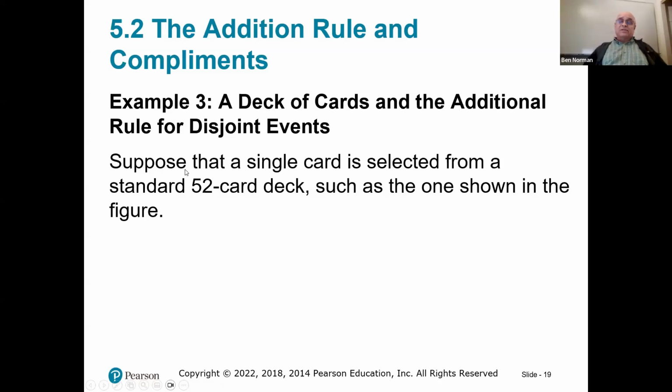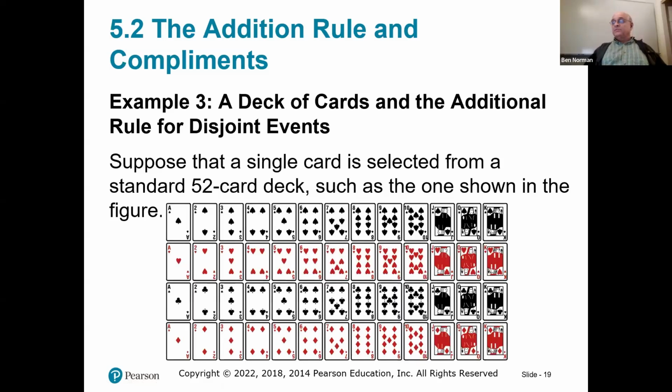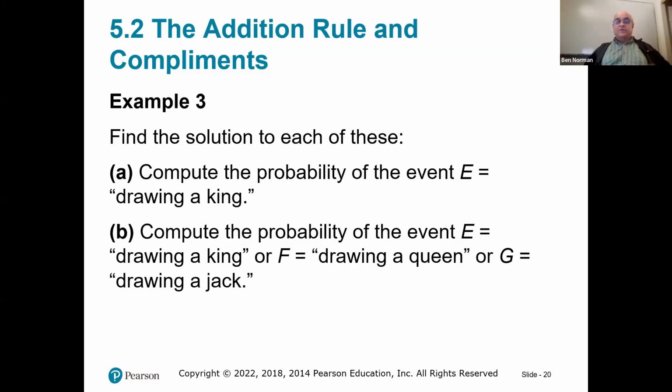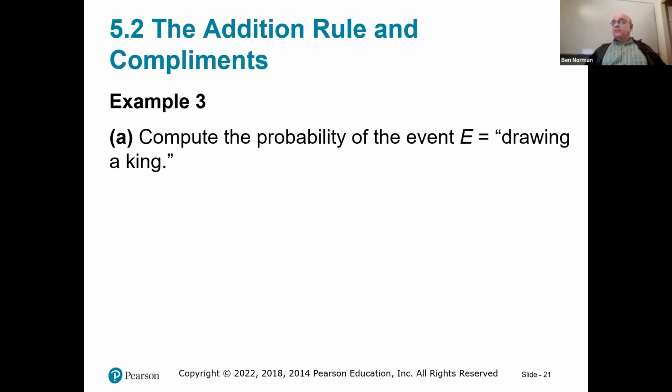Suppose that a single card is selected from a standard 52 card deck, such as the one shown below. Just a standard deck of cards. Find the solution for each of these. A, compute the probability of the event E, which is draw a king. And B, compute the probability of the event E, draw a king, or F, draw a queen, or G, draw a jack.